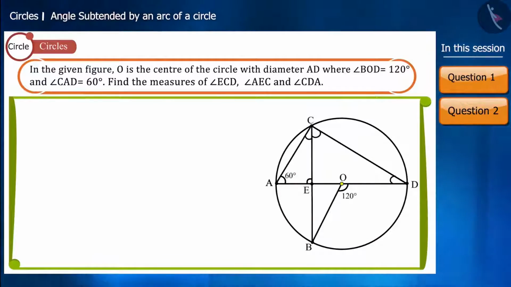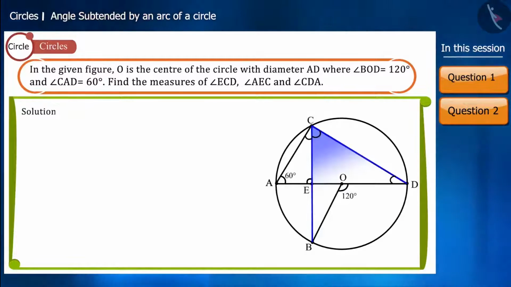In the figure, O is the center of the circle with diameter AD, whose length is 80, and angle BOD measures 120 degrees, and angle CAD measures 60 degrees. Find the value of angle ECD, angle AEC, and angle CDA. Take a look at the figure.